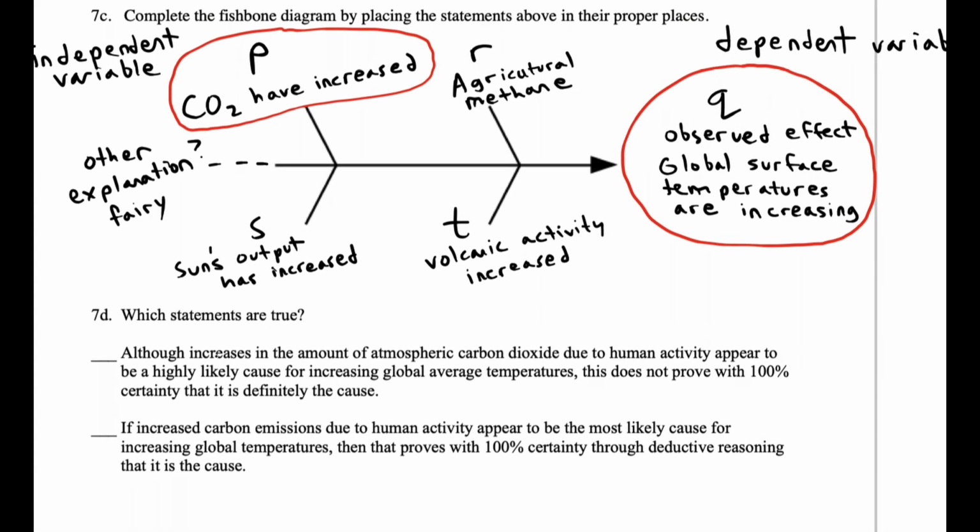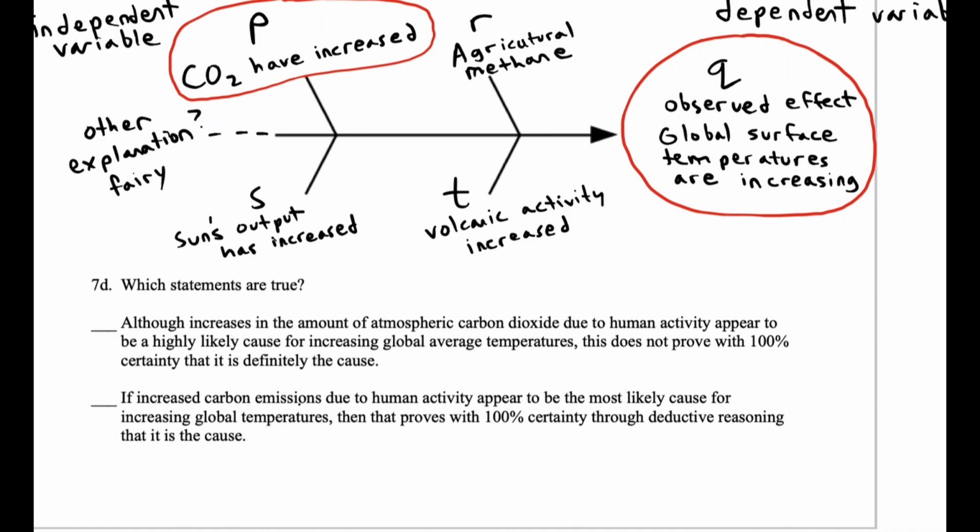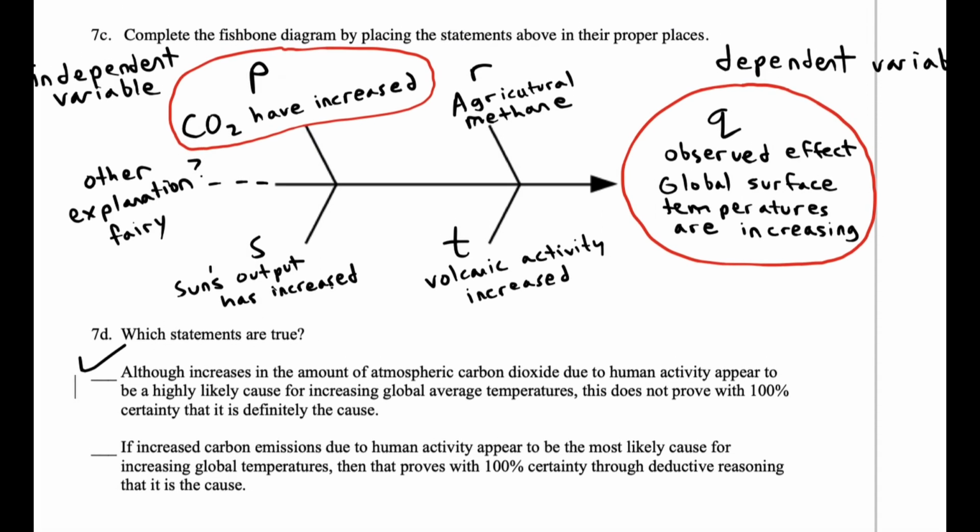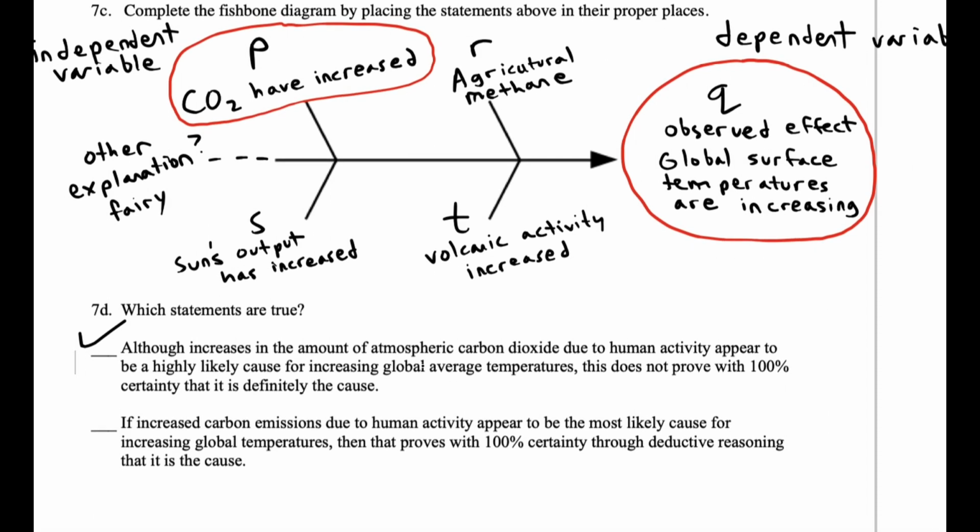Should we say that although increases in the amount of carbon dioxide in the air due to human activity appear to be a highly likely cause for increasing global average temperatures, it doesn't prove with 100% certainty that it's definitely the cause? Or should you say that if it appears to be the cause for the increased temperatures, then that proves with 100% certainty that it is the cause? What do you think? First one or the second one? It's the first one, yeah. It's supposed to be the first one, yeah. And you can have high confidence, but not 100%. Okay?